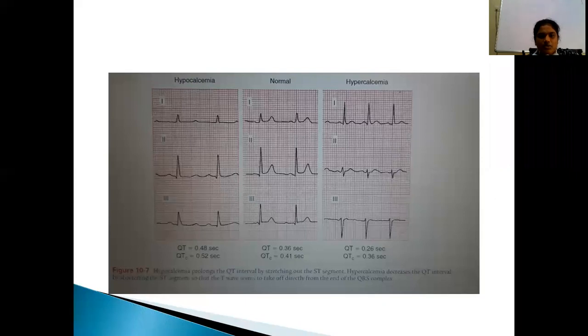So these are the ECGs in hypocalcemic, normal and hypercalcemic patients. Here in hypocalcemia, see the QT interval increased, with stretching of the ST segment. The Q to T interval is greatly increased, whereas in normal you are able to see the usual interval. Here in hypercalcemia, there is a decreased QT interval because of the reduced length of the ST segment. This ST segment is very reduced, which leads to the decrease in the QT in hypercalcemia. So as we said, due to the decreased ST segment, we can see the T wave take off directly from the end of the QRS complex in hypercalcemia.